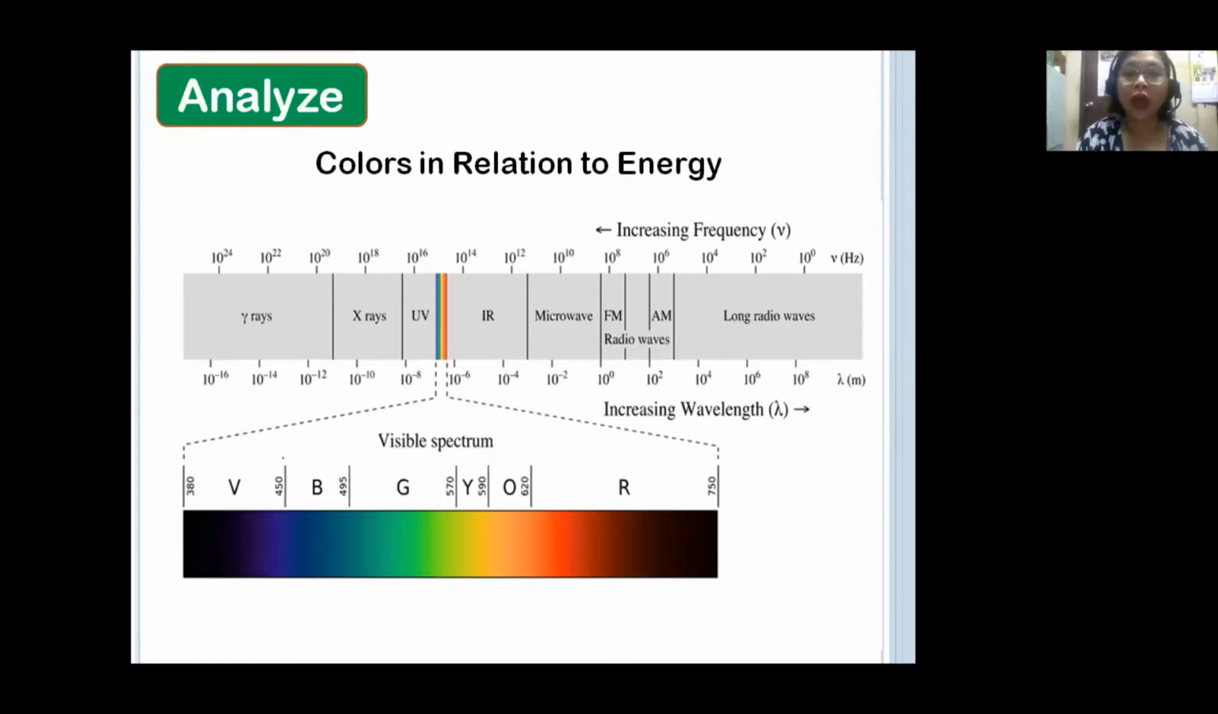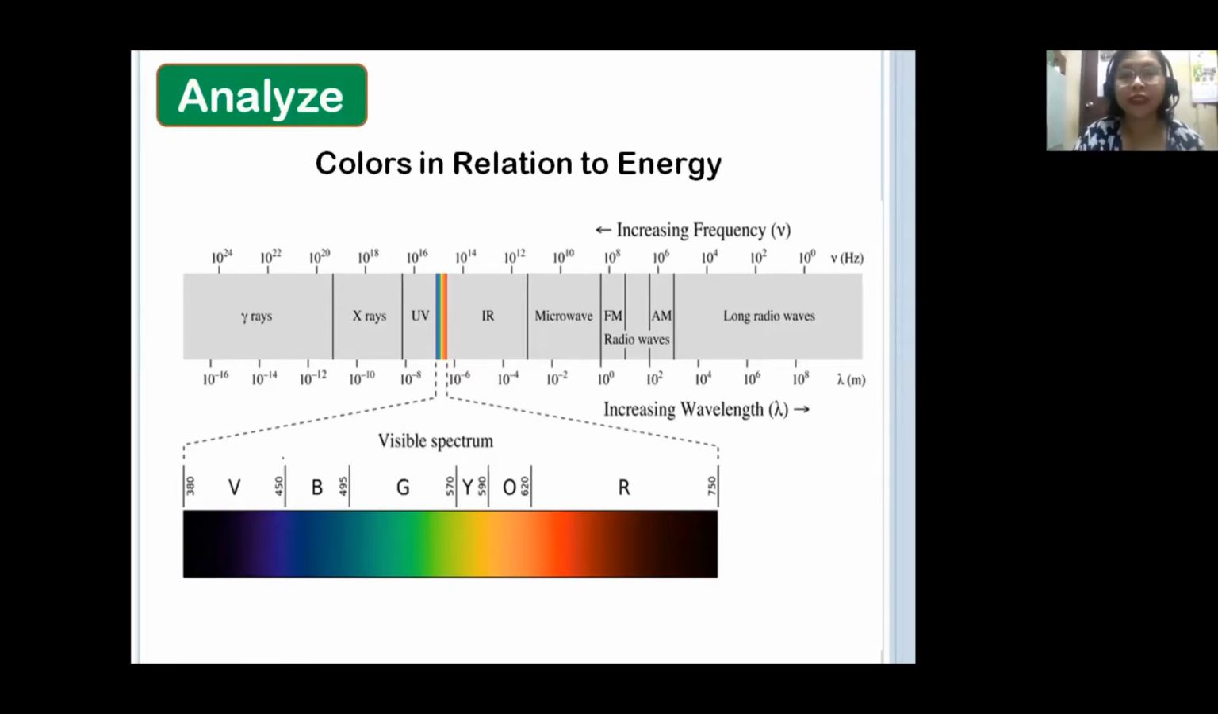Okay, so our focus is this band of colors, different colors here between the UV rays or ultraviolet rays and the IR, which is infrared rays. So very small. This is our focus. If you look at this, it says increasing frequency, increasing wavelength. If you remember, the wavelength is the distance of two peaks.